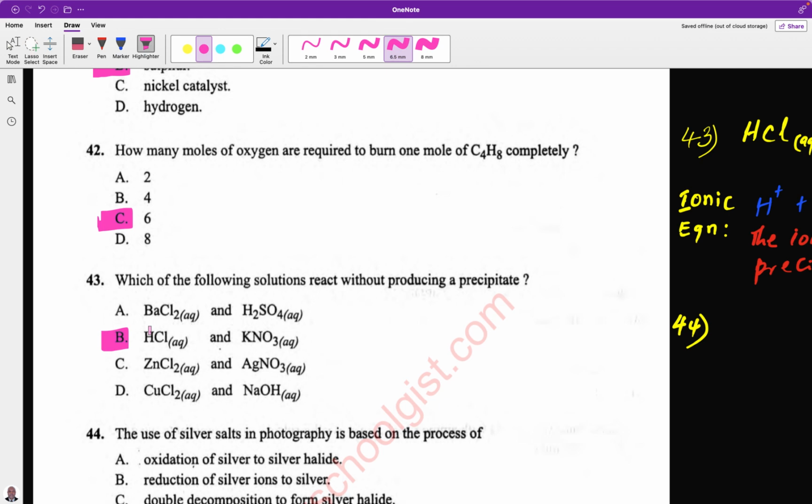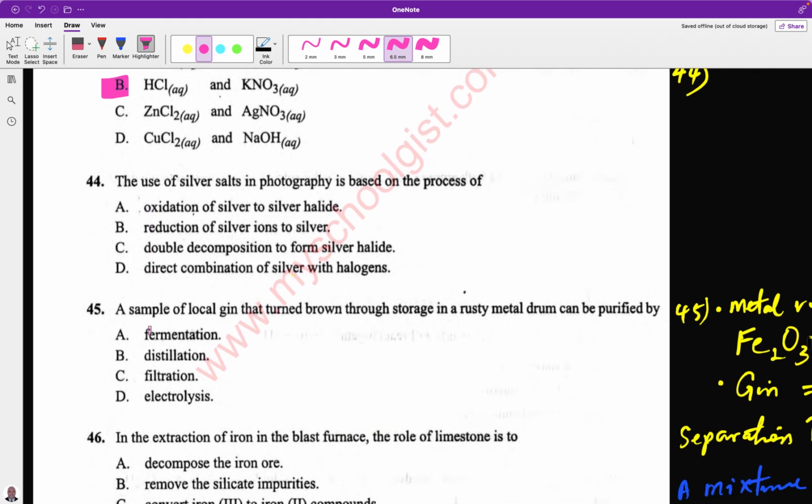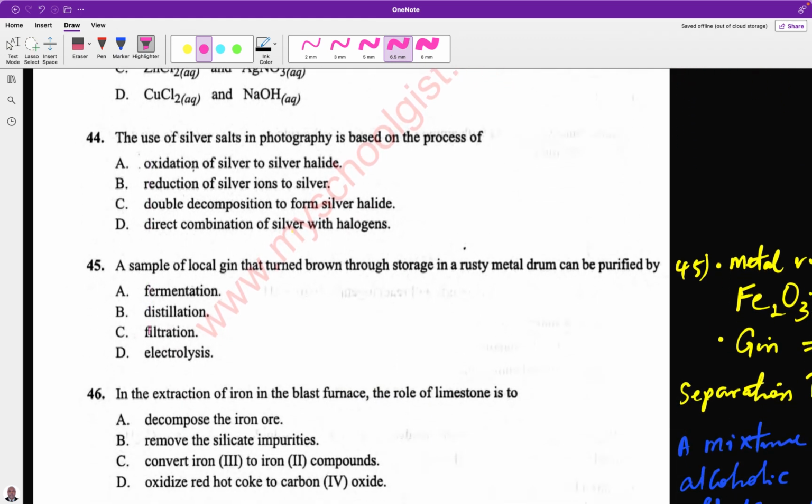Let's continue. Question number 44. The use of silver salt in photography is based on the process of: A, oxidation of silver to silver halide; B, reduction of silver ion to silver; C, double decomposition to form silver halide; and D, direct combination of silver with halogens.